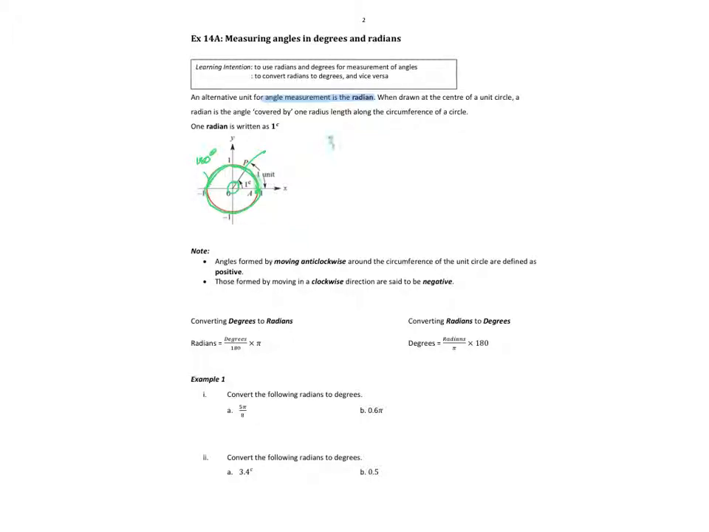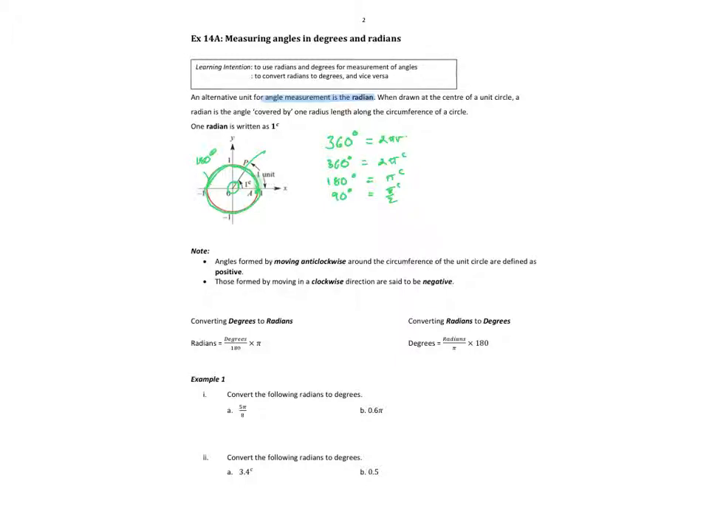So we start with 360 degrees, and that's the same as 2 pi r, which in this case, because the radius is 1, means 360 degrees is the equivalent of 2 pi radians, and we put a little c to measure radians, okay? If I divide by 2, that means 180 degrees is the same as pi radians. Divide by 2 again, and 90 degrees is equal to pi on 2 radians.